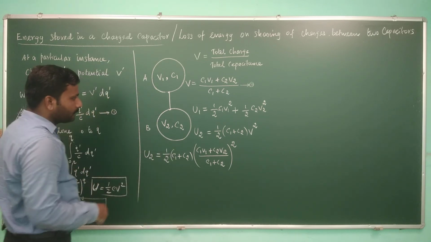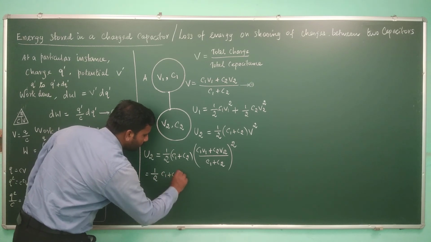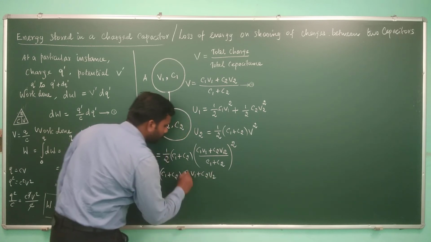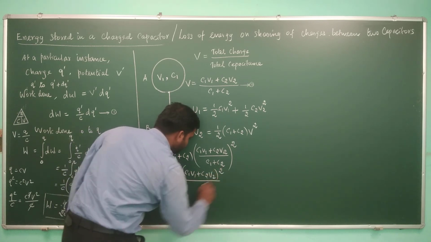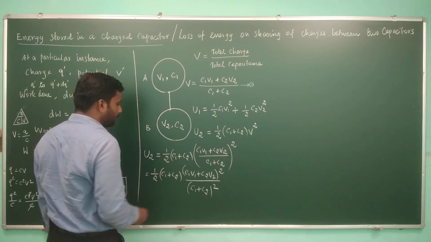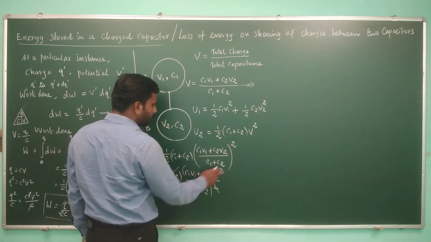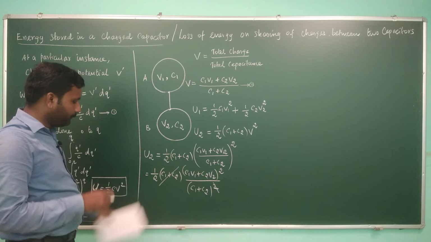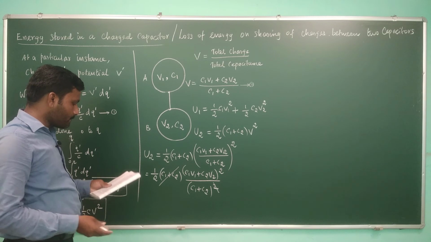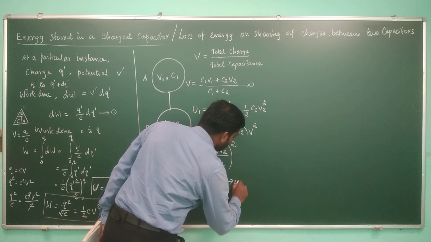Now what we can do is, 1 by 2 C1 plus C2, C1 V1 plus C2 V2 square divided by C1 plus C2 square. Let us apply the square separately so that this will cancel out. What we have now is C1 V1 plus C2 V2 the whole square by C1 plus C2. We can denote this as equation number 2.